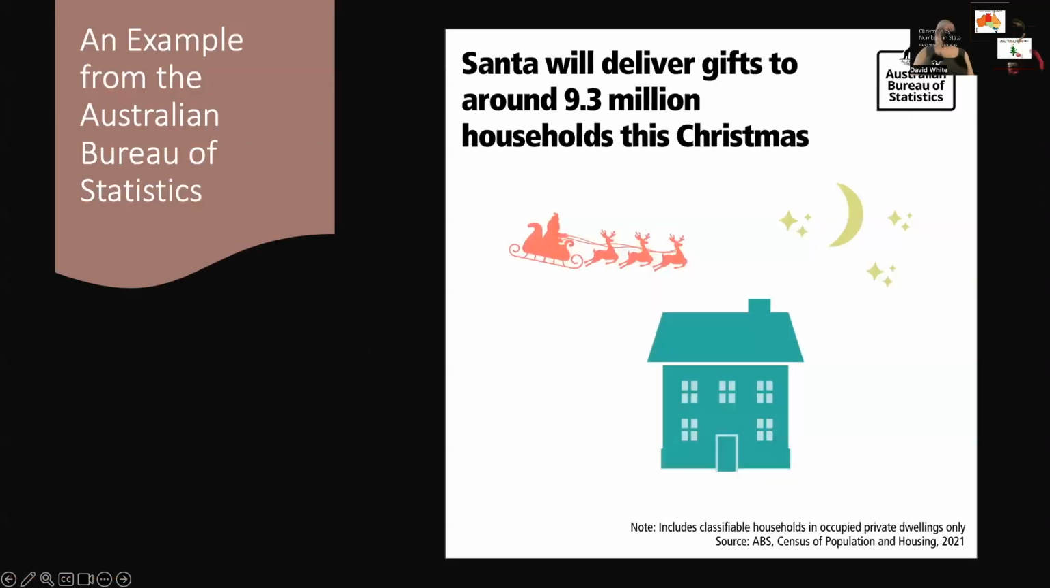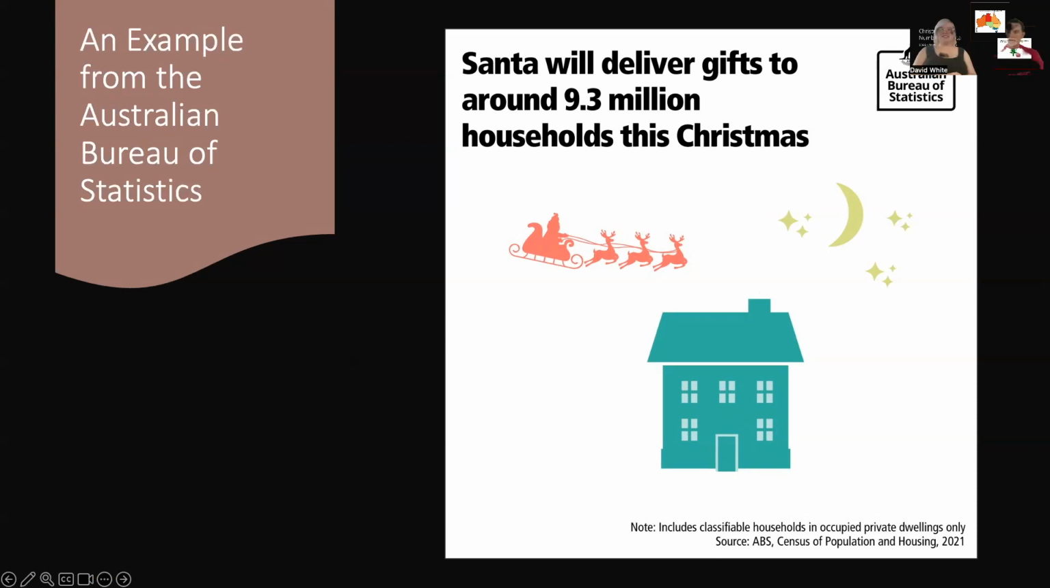This is an example from the Australian Bureau of Statistics. So this is off their Twitter account. You can go onto their Twitter account and find it there if you'd like. And it's just telling us Santa's going to deliver gifts to 9.3 million households this Christmas. That's the only thing that it's telling us. Basically saying there's 9.3 million households.